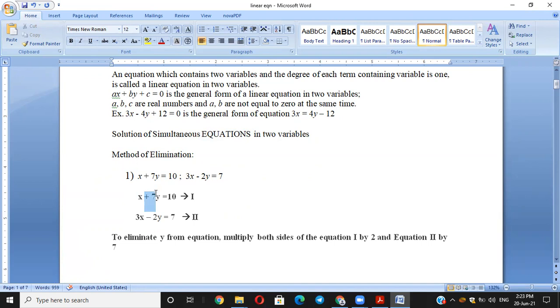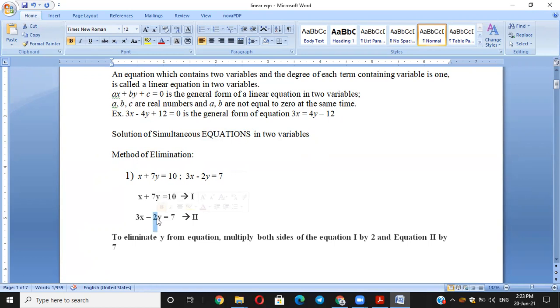If this is +7, this should also be -7 to eliminate. But I cannot make this -7 now. Are you getting me? Right. So what I will do is multiply 2 and 7, that is, I will take the LCM of this y term, 2 and 7. 2 7s are 14. So I will make the y term 14 in the first equation, and I will also make the y term 14 in the second equation.